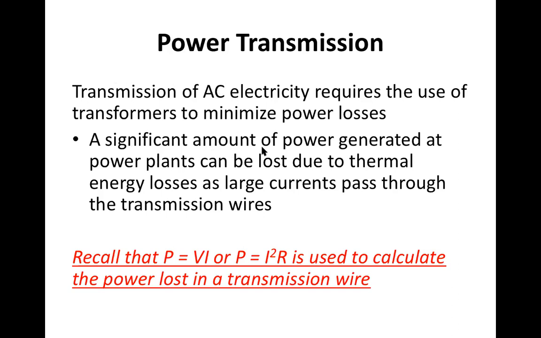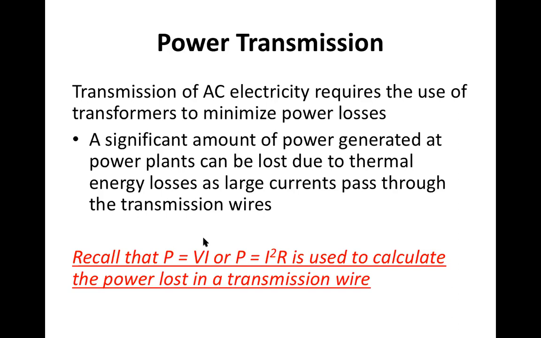And it's because a significant amount of power generated at power plants can be lost due to thermal energy losses as large currents pass through the transmission wires if we were using DC. So there would be a lot of power loss. So we use AC. Recall that power is voltage times current, or power is current squared times R.